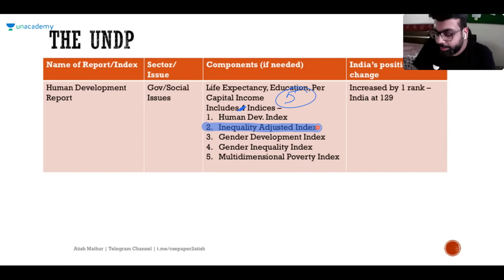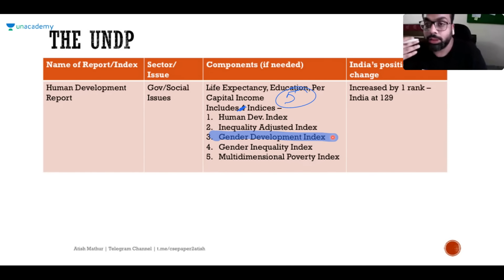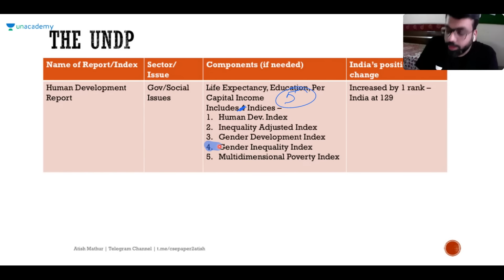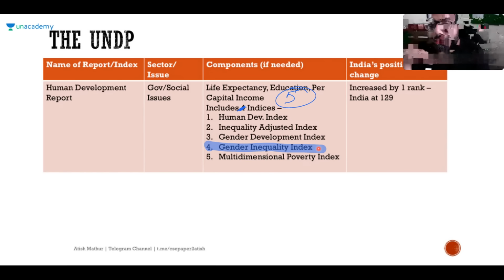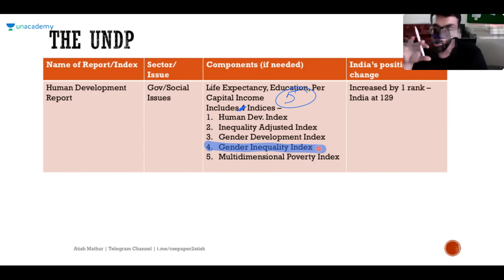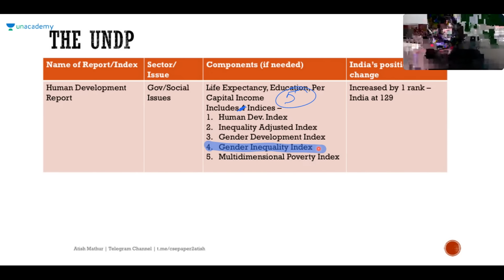Gender Development Index: which country has done the most to improve the status of women? Gender Inequality Index: which country has the highest discrimination in the world when it comes to gender? And Multi-Dimensional Poverty Index. Now, I understand the Multi-Dimensional Poverty Index is complicated. You don't need to know the components of it at the moment. All you need to know is the Multi-Dimensional Poverty Index is implemented by the Human Development Report.